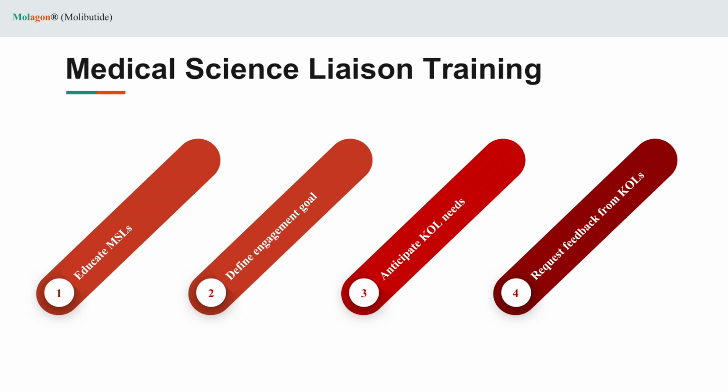Next, we will be clearly defining the engagement goal for each individual HCP and KOL. And next, we will be anticipating KOL needs and providing any further details and materials that the KOL may need. This means making sure that we have an up-to-date product dossier with thorough information on clinical trials and adverse drug events, which will be provided by the medical information team as well. And lastly, we will be requesting feedback from the KOLs, and we'll be acting upon that feedback if there's a concern for the product, and this includes adverse drug events.